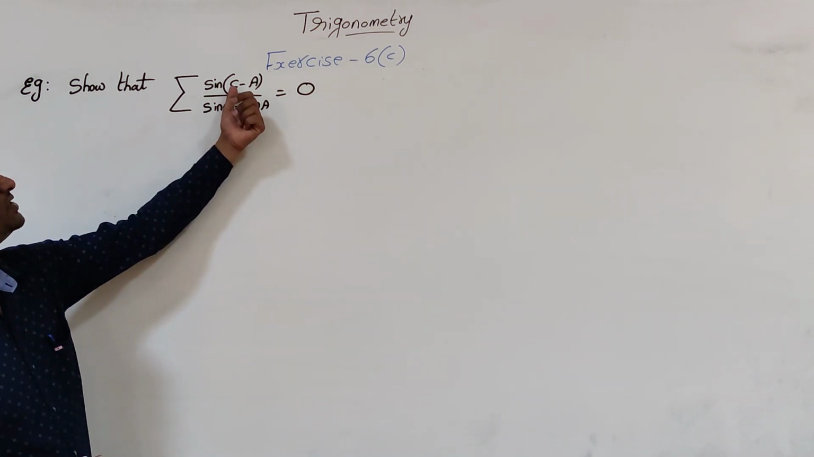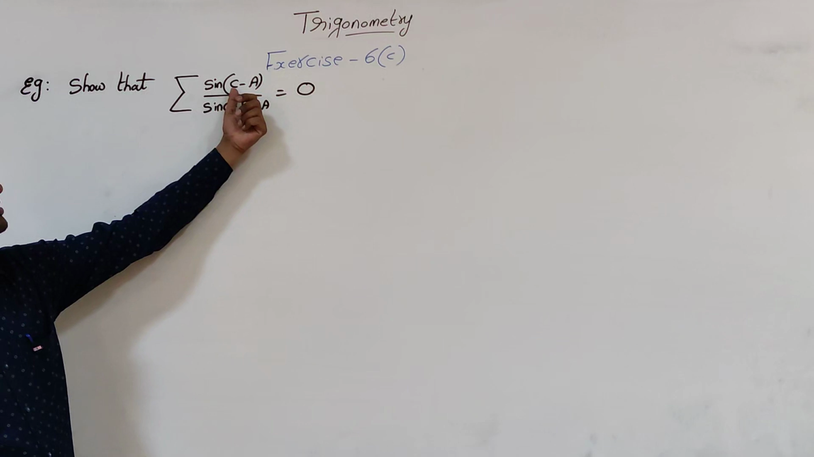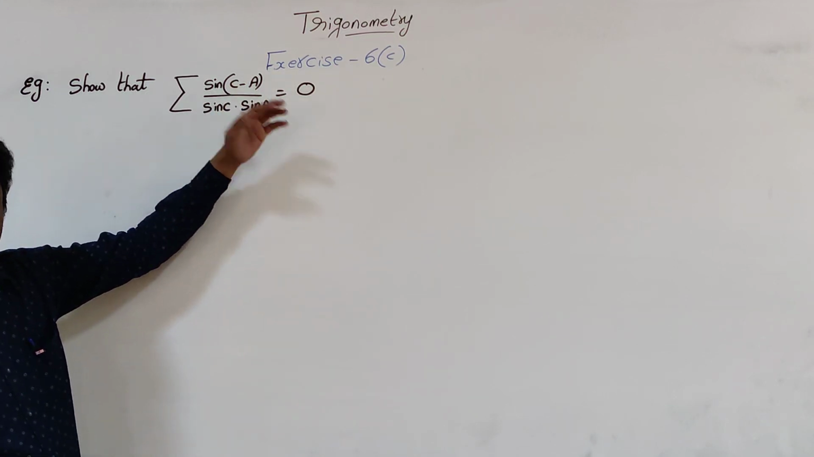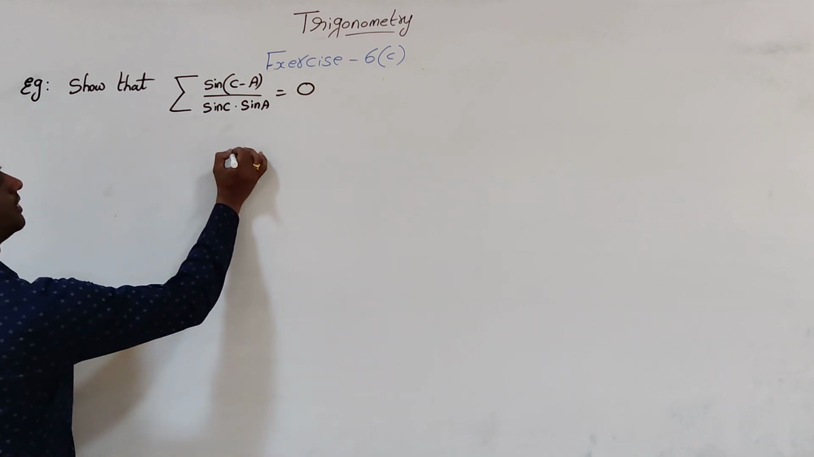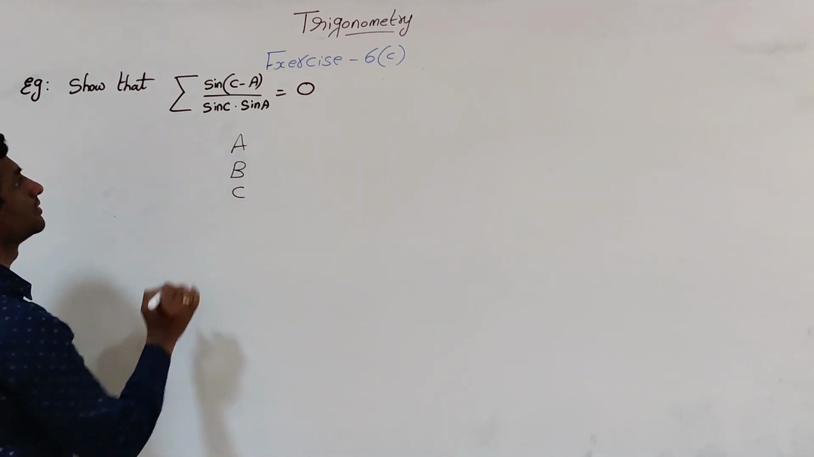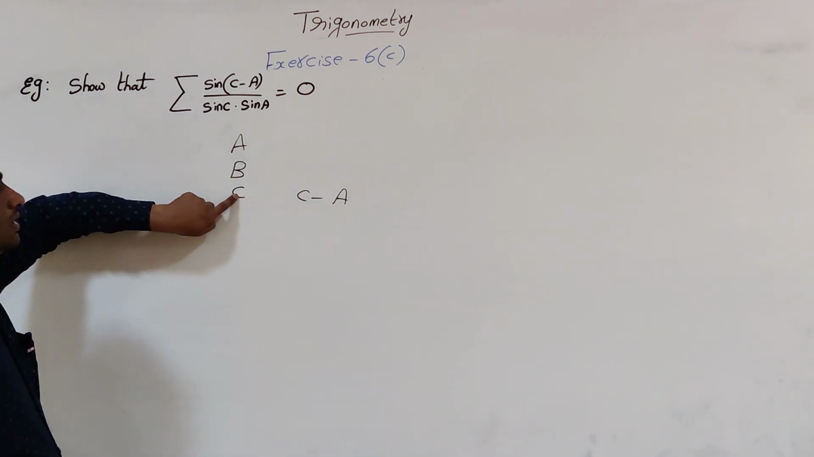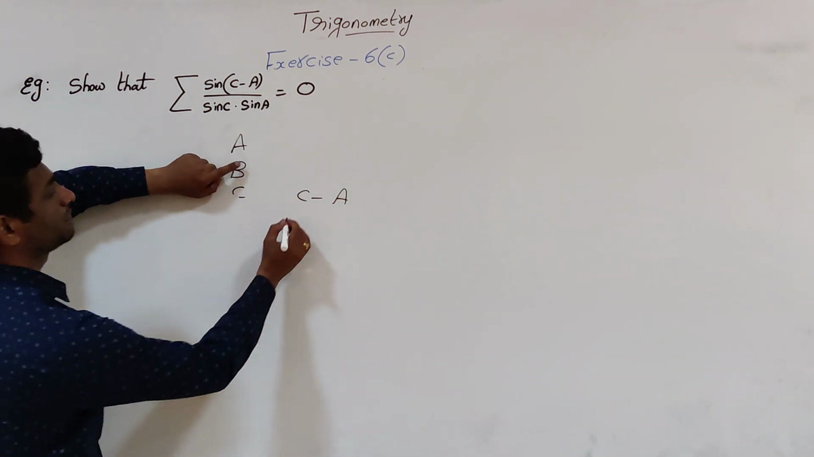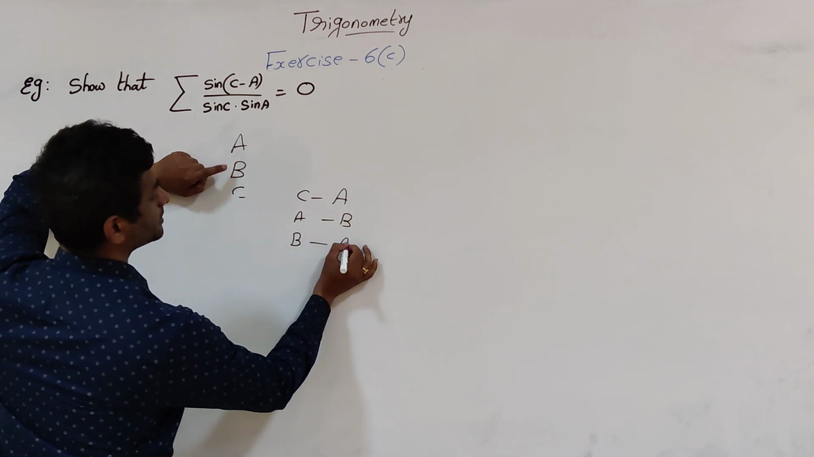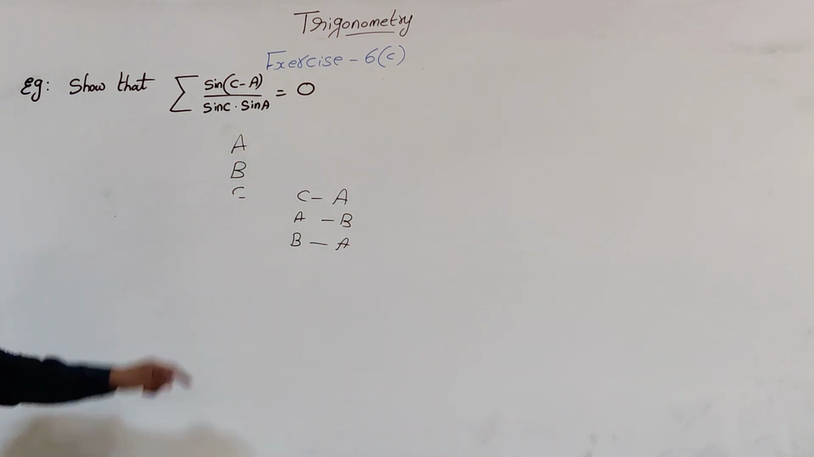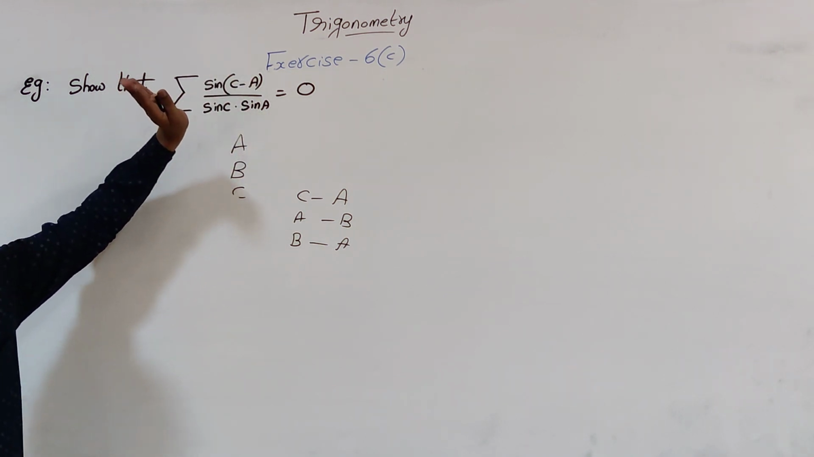So the combinations will be: first is c minus a. If you remove the sigma, the first term is c minus a. In the second term, it is a cycle a, b, c. First is c minus a. Next, it will repeat with a minus b, and this will be b minus a. So before expanding, we will first simplify the values.